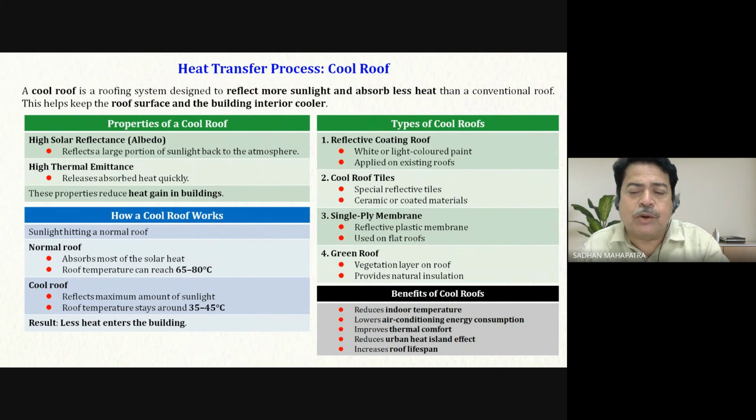So the benefits of the cool roof: it reduces the indoor temperature, lowers the air conditioning energy consumption, improves the thermal comfort, reduces the urban heat island effect, and increases the roof lifespan.